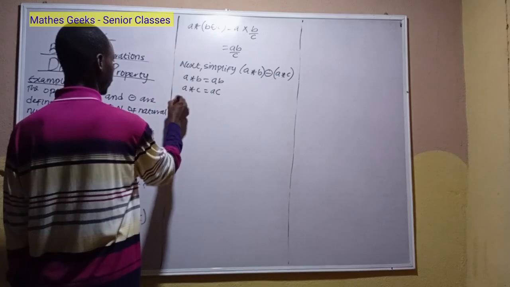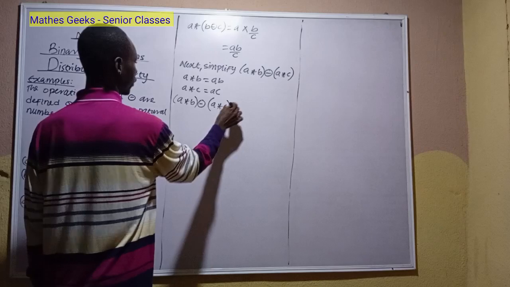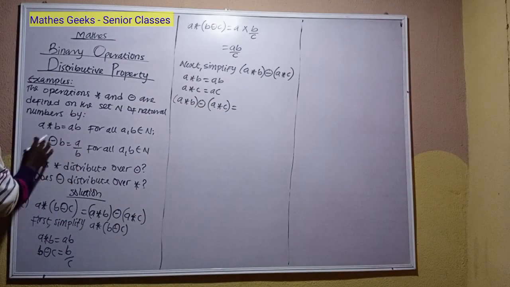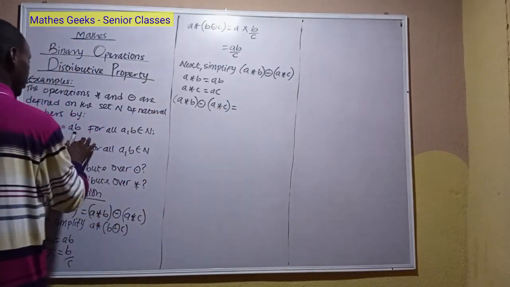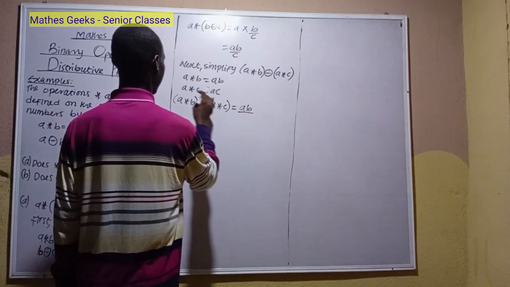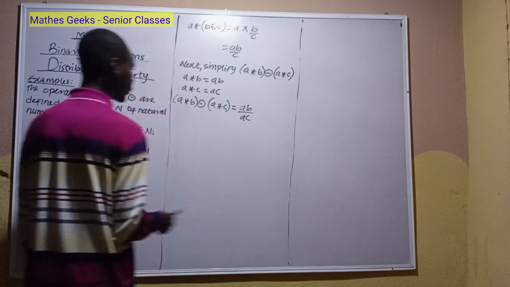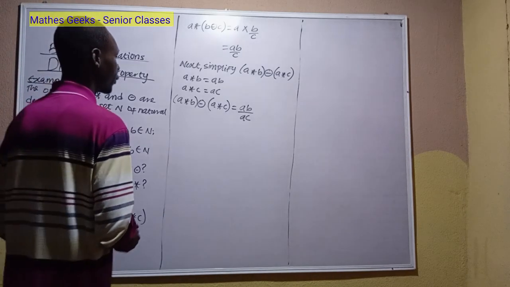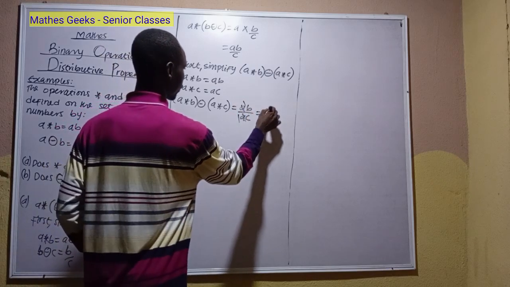Now we say A star B operation A star C. This operation is A over B. So our A here is A star B, and B here is A star C, which now gives us this pattern. So A star B is AB divided by A star C, which is AC. Okay, so now what do we see here? We can see that A will cancel out, so this will be left as B over C.